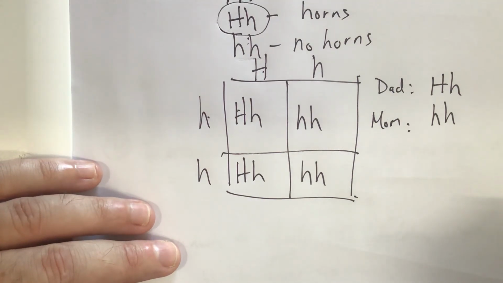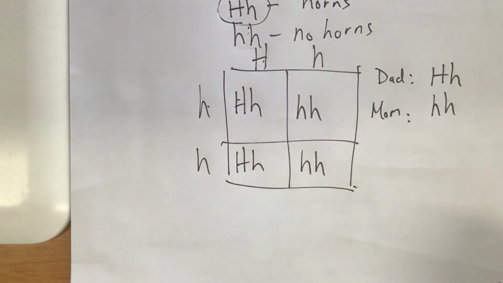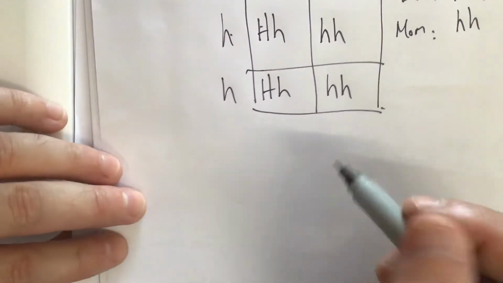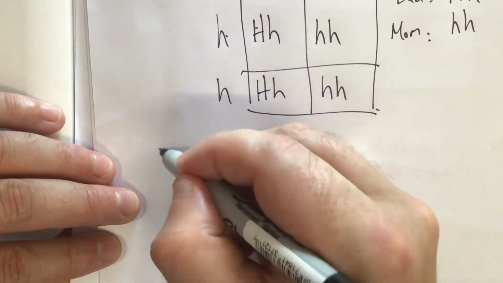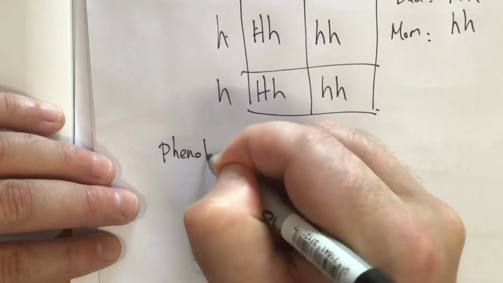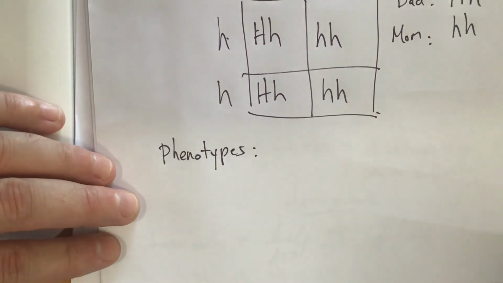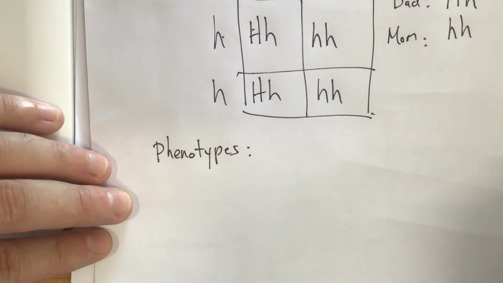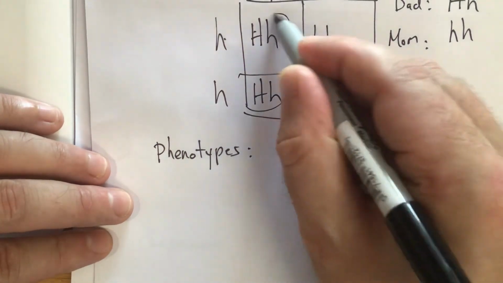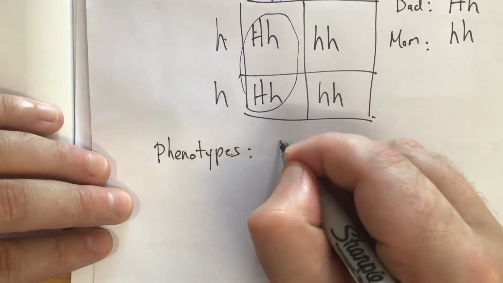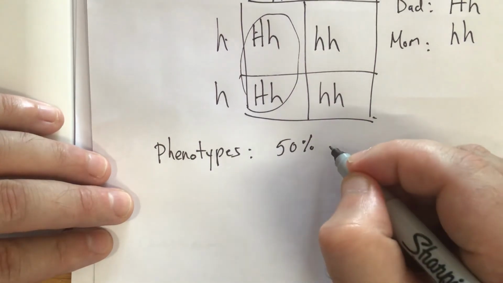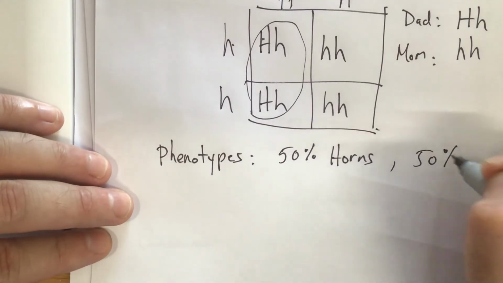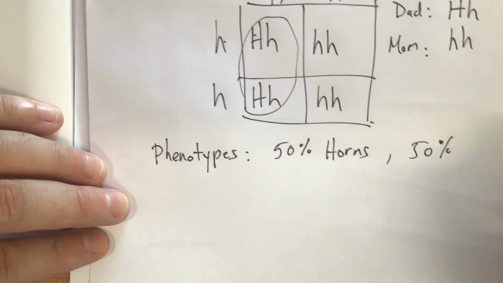So in some ways, because we always kind of care about what these things actually look like, I tend to want to think about phenotypes rather than genotypes. Although we shouldn't. We should care what's underneath. We should care more about the genotypes than the phenotypes. If we look at this, what does this mean? Well, this means that 50% of offspring will have horns, because horns is dominant, and 50% of offspring here will have no horns.